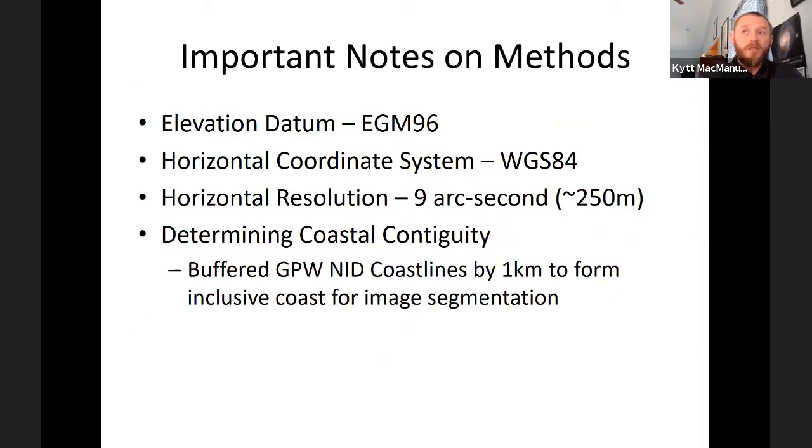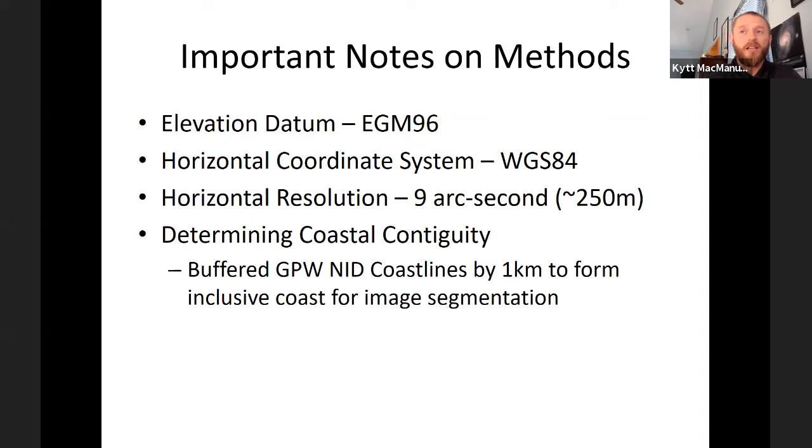So some important notes on the methods. For our elevation datum, we used EGM 96. The only data set that wasn't natively in that projection was TandemX. So we used GDAL Warp and Python in order to translate TandemX into EGM 96 datum. The horizontal coordinate system we use is WGS 84. The resolution we selected was 9 arc seconds, which is approximately 250 meters.